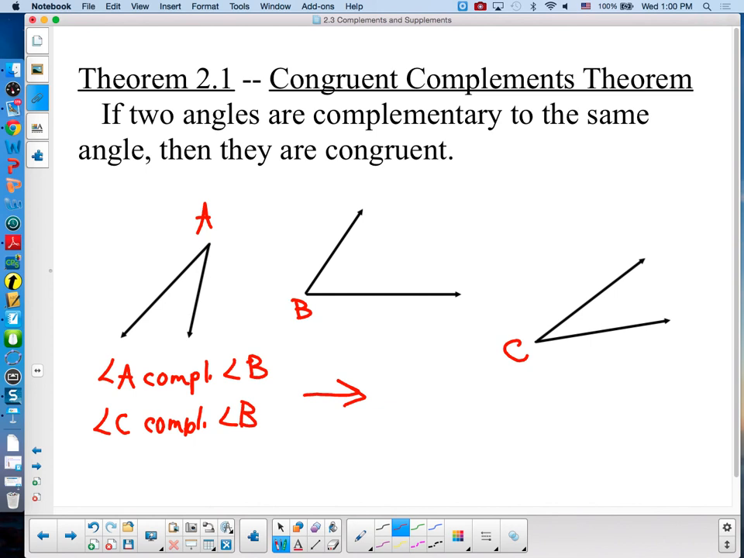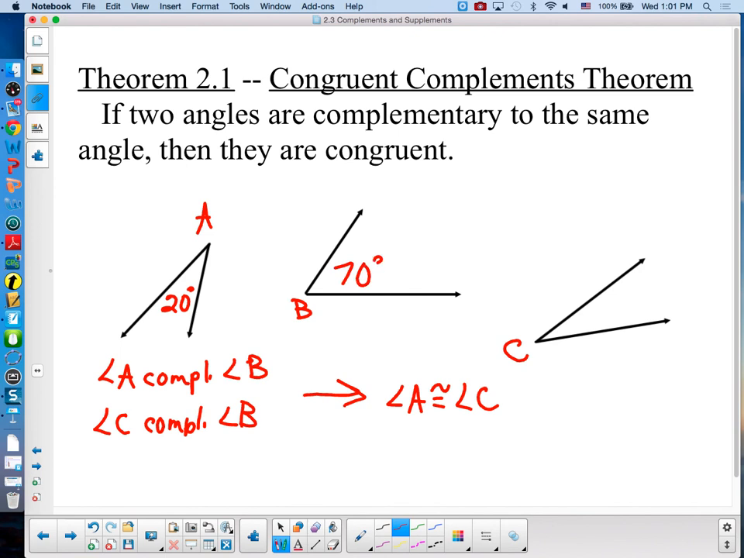In this picture or situation, A and C should come out to be the same. Angle A and angle C should be congruent. Let's throw some numbers in here and see if it works. Okay, let's start with angle A: 20 degrees. So then if angle A is complementary to angle B, what's angle B's measure? 70 degrees, 90 minus 20.